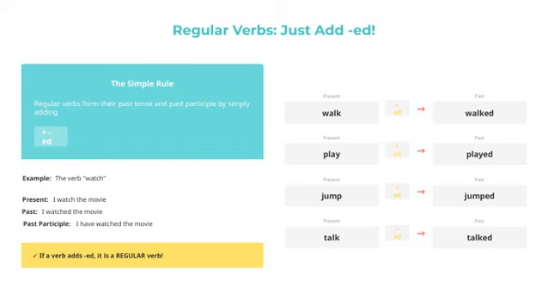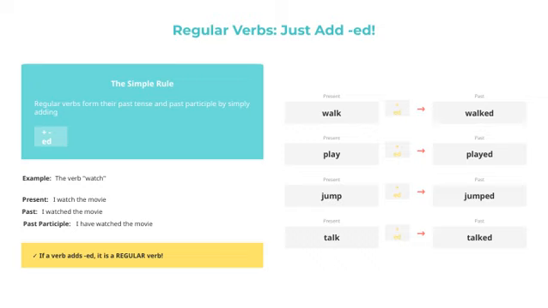Now let's take a look at how regular verbs form their past tense and past participle. The key rule here is simple. Just add ed to the base form of the verb. For example, if we take the verb watch, in the present tense, I say, I watch the movie. When I want to talk about a past action, I change it to watched by adding ed. Similarly, for the past participle, I say, I have watched the movie. The most important thing to remember is that if a verb simply adds ed, it's a regular verb.